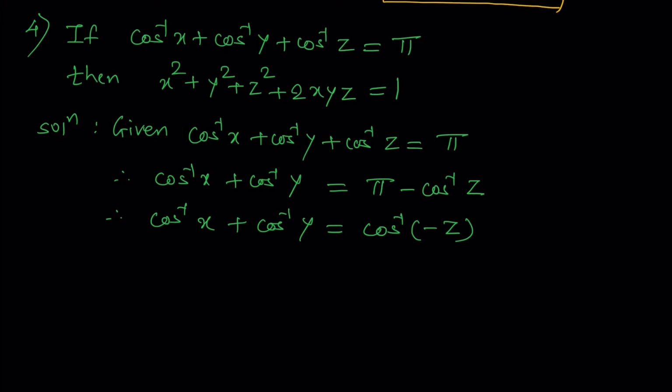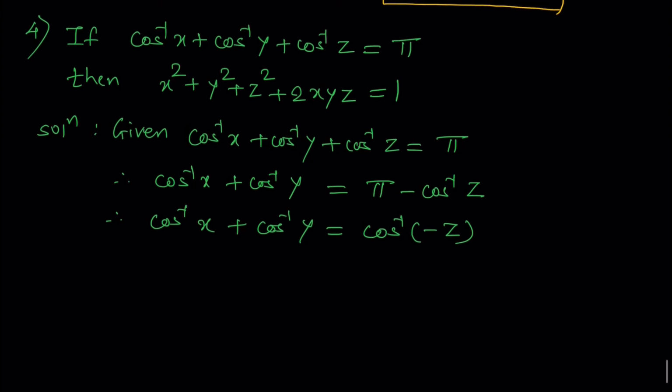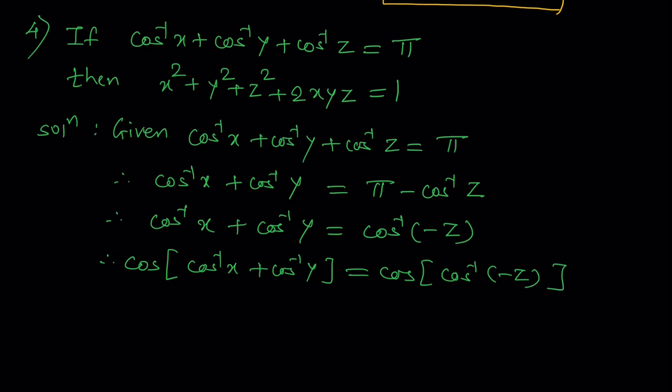We want to prove that x square plus y square plus z square plus 2xyz equal to 1. See, there is no inverse function involved here, right? We simply have x square, y square, z square terms. So we want to get rid of these inverse functions. So next step we'll consider cos of cos inverse x plus cos inverse y is equal to cos of cos inverse minus z, using cos of a plus b, that is cos a cos b minus sin a sin b.